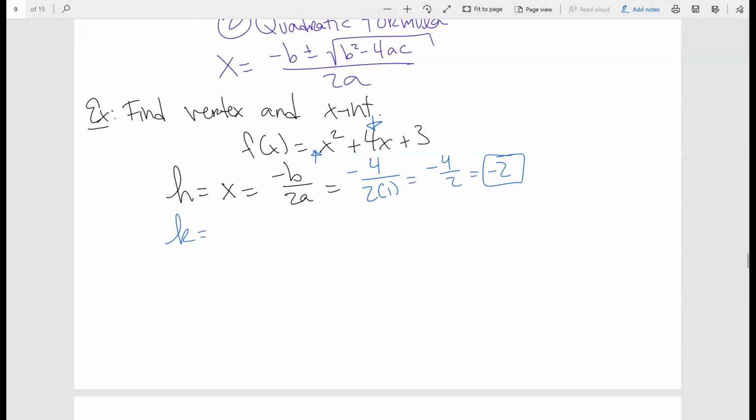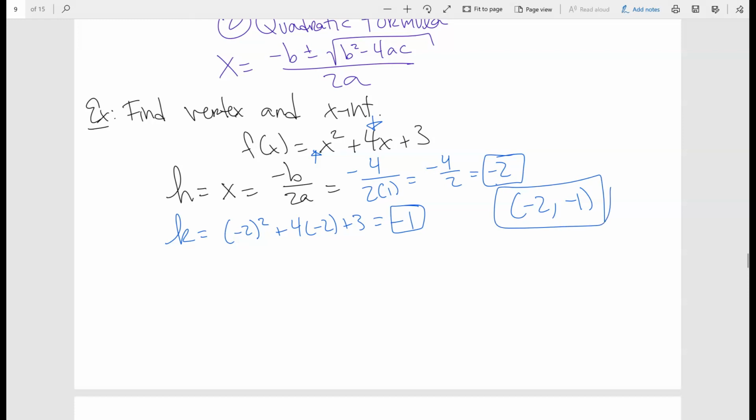What about our k? Well, k is plugging back into the original. So I'm going to plug in negative 2: negative 2 squared plus 4 times negative 2, plus 3. I put this in my calculator, and that gives me negative 1. So that tells me that my vertex is negative 2 comma negative 1. So we didn't have to complete the square. We can just use these formulas and they will give us this h and this k.